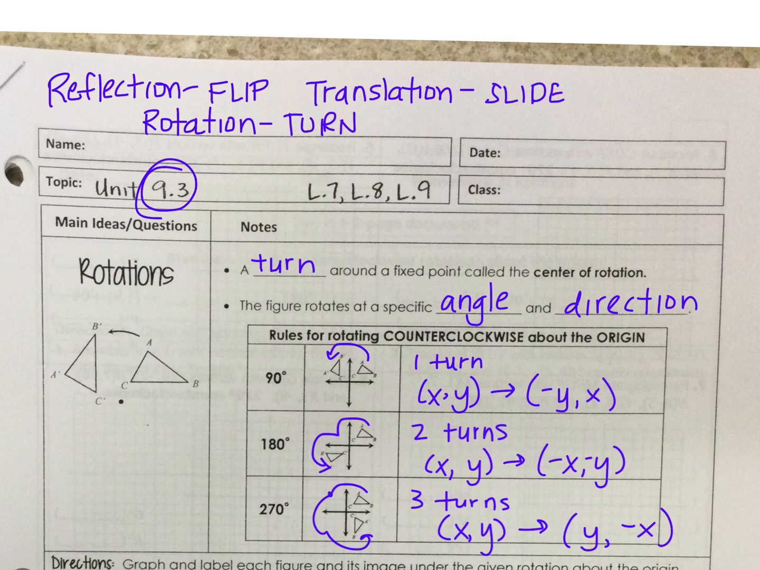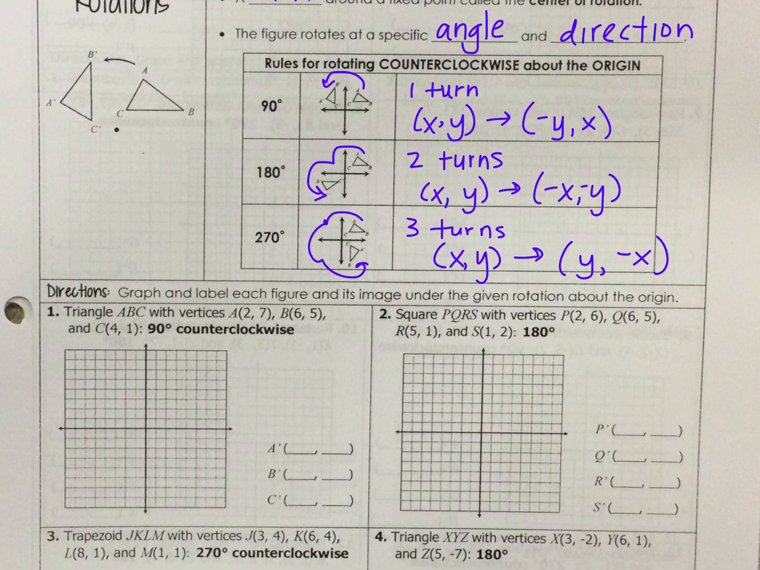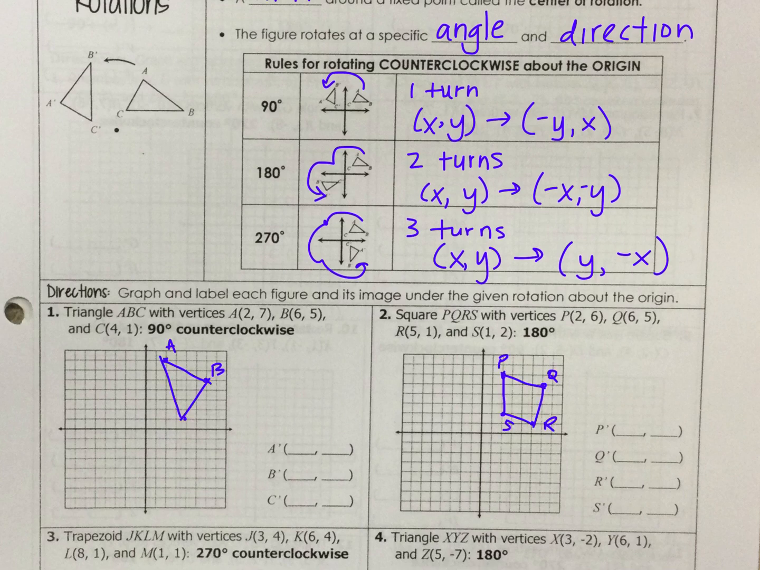So let's use the information up here to do some. First, I'm going to graph these two. It says 90 degrees counterclockwise is what we have to rotate this shape. So 90 means one turn. Counterclockwise means you go opposite of a clock. So your answer is going to end up in that square, one turn.